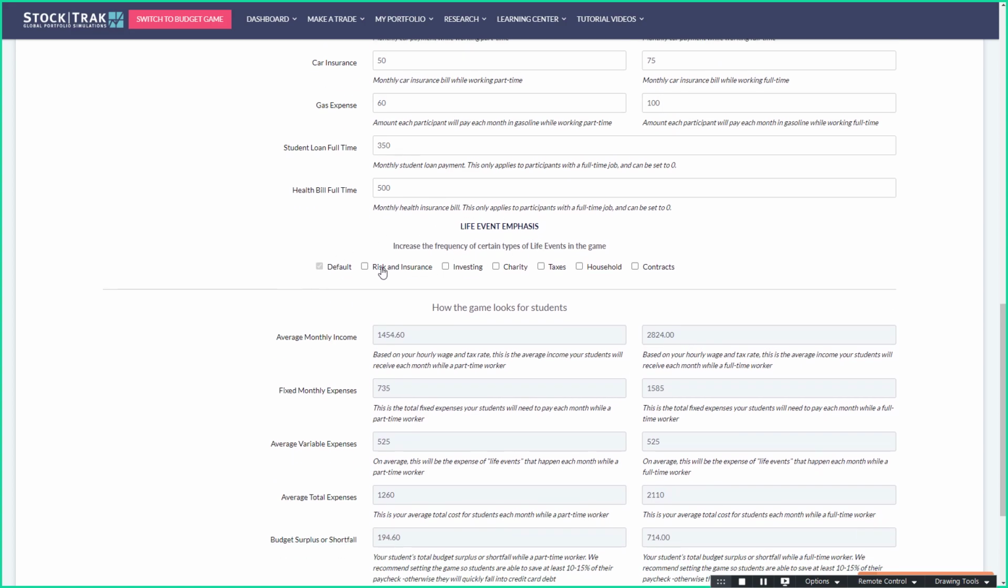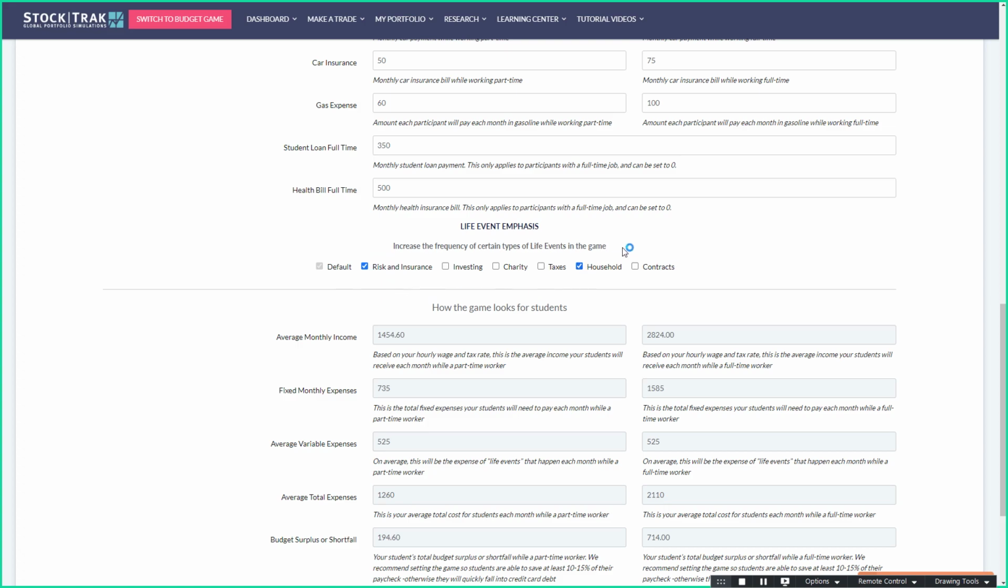This is what we call the life event emphasis. So those events that pop up through the game are not completely random. You as the professor have some say on what happens. So you can turn on risk and insurance for one week of your class or so. And that means that there's going to be extra emphasis with more events coming with the risk and insurance bucket.